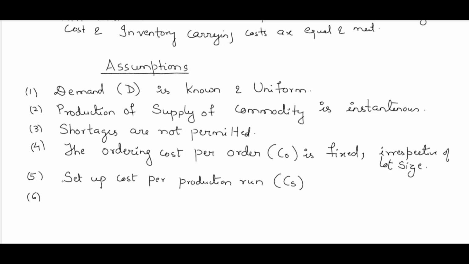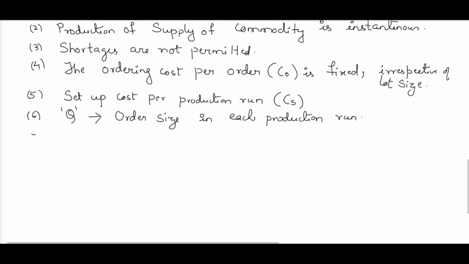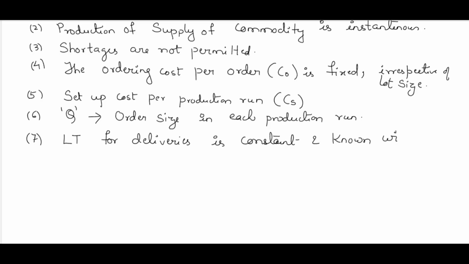Then Q, capital Q, is the order size in each production run. And seventh one, lead time, that is LT, for deliveries, is constant and known. We know the lead time with certainty.